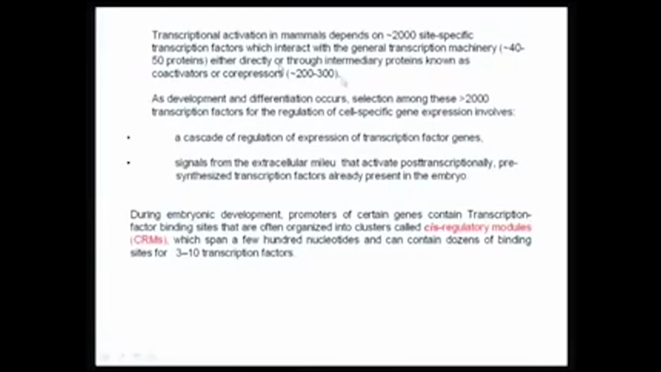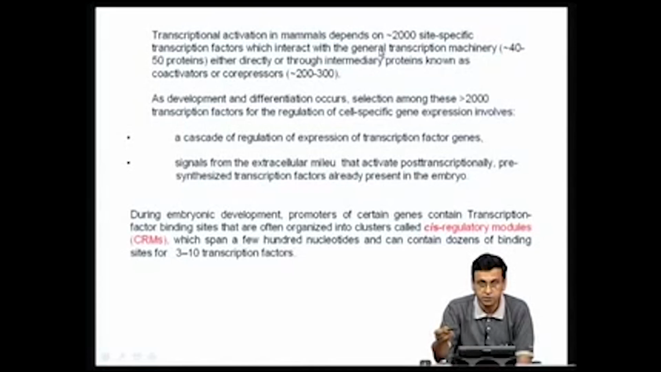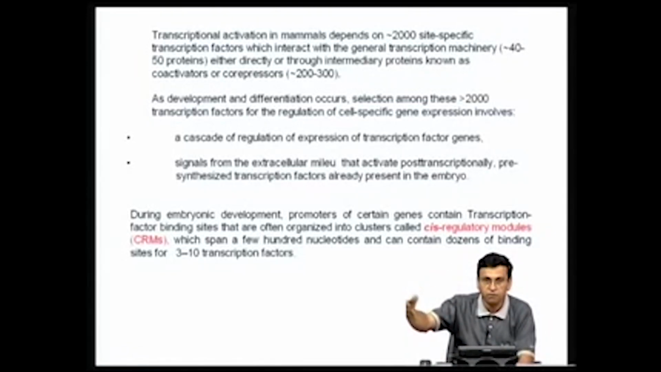So, what is the crux of the matter of what I told you so far is that transcriptional activation in mammals depends on more than 2000 site specific transcription factors, which interact with the general transcription machinery either directly or through intermediary proteins known as coactivators, and as a result transcription activation takes place. I have not touched so far on the interaction of the transcription factor with the general transcription machinery. How exactly the interaction takes place, we will discuss a couple of classes later.